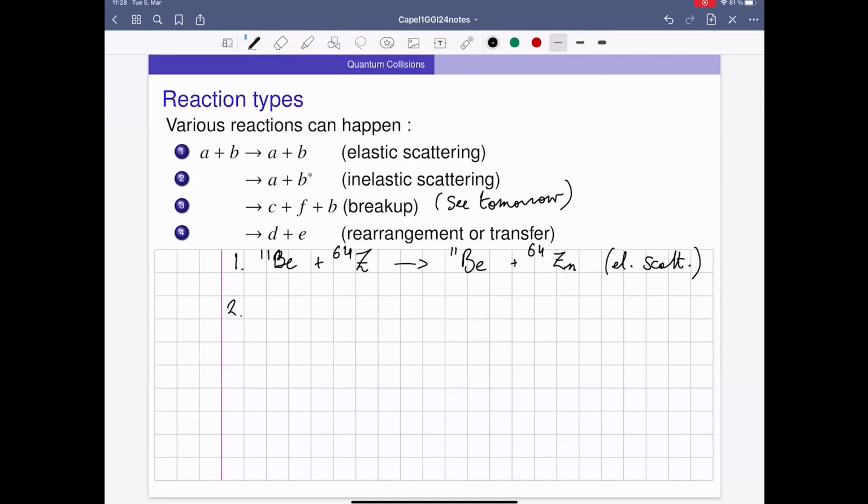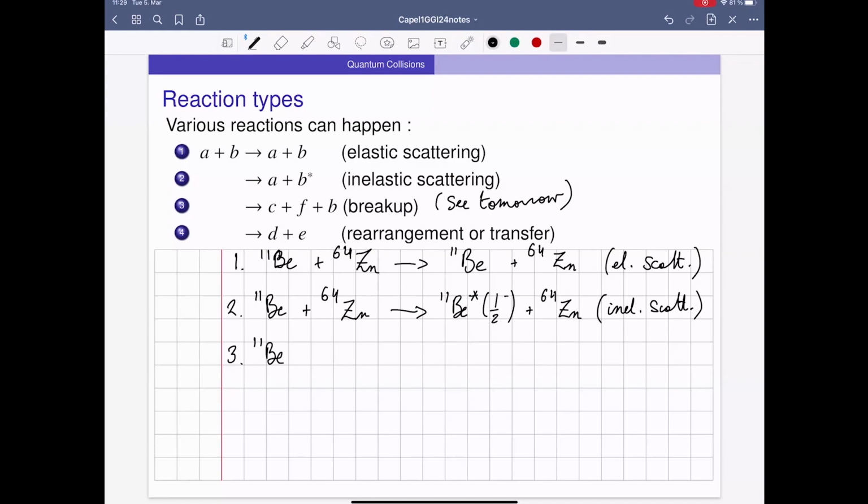The second possibility, the inelastic scattering, is your beryllium-11 impinging on zinc-64, and then it gets excited. Beryllium-11 has a 1/2 minus excited state, and then it breaks up. The other states are no longer bound, and so this is what happens, and this would be the inelastic scattering. There you can learn something about the structure of these excited states and other kinds of information.